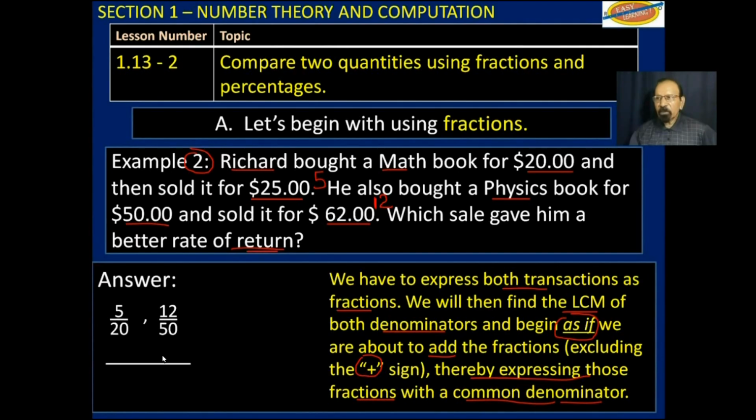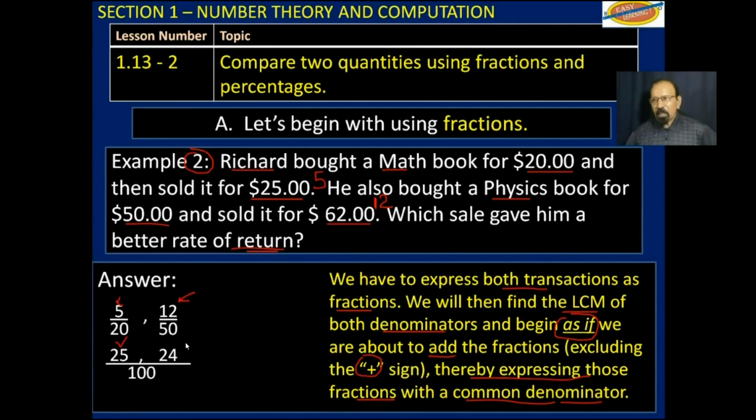What is the LCM of 20 and 50? It's 100. So 20 into 100 will give us 5. 5 times that 5 up there will give us 25. 50 into 100 will give us 2. 2 times that 12 there will give us 24.